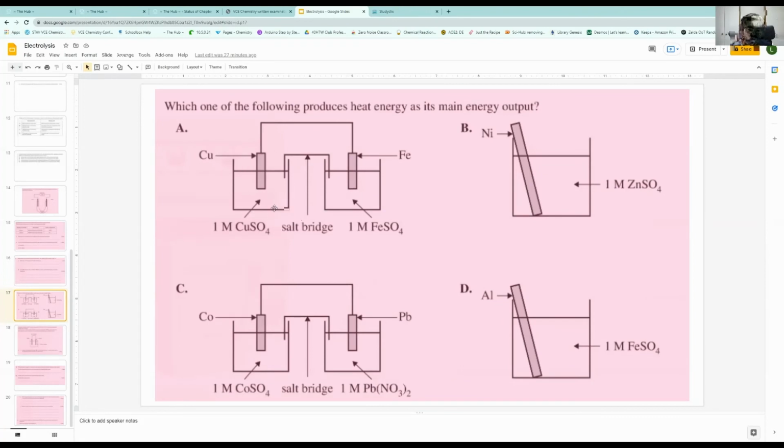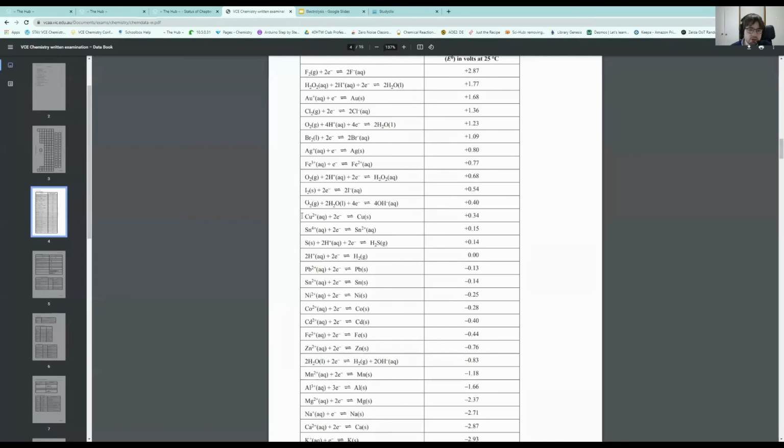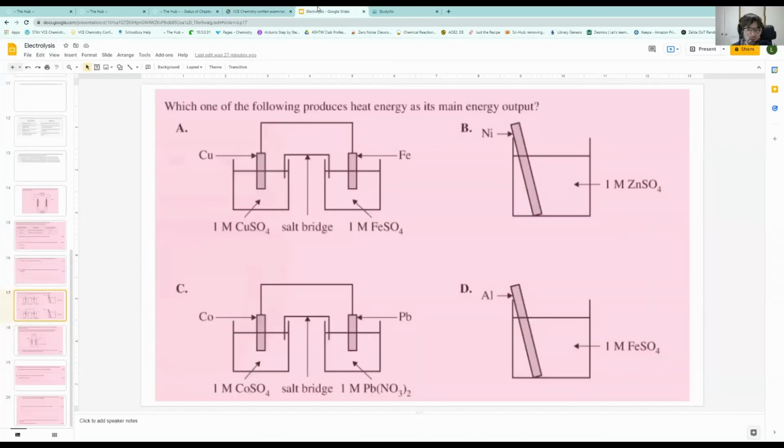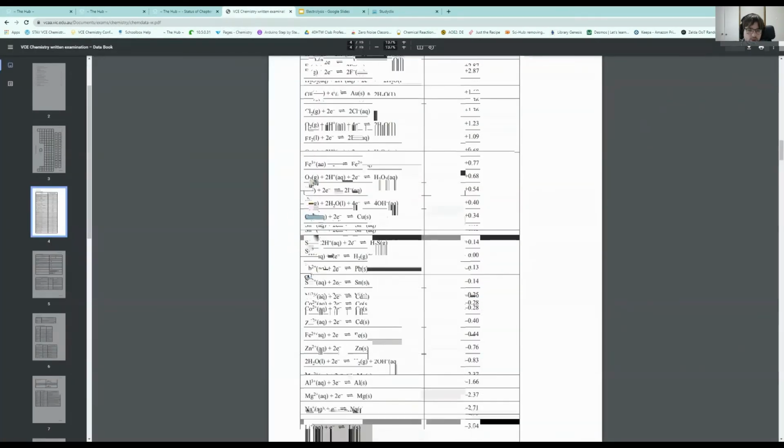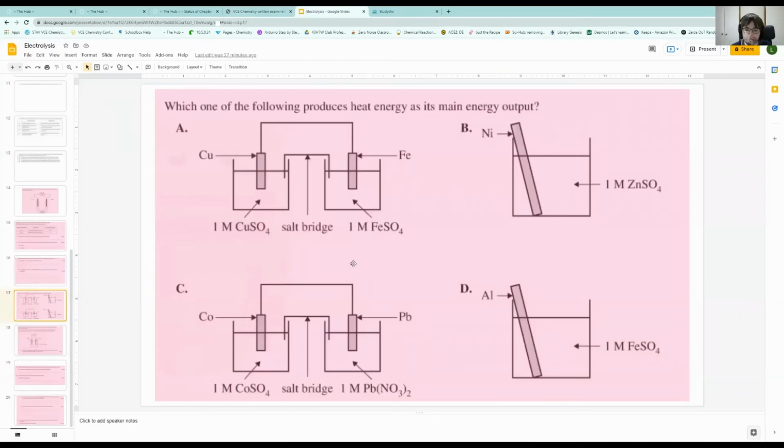If we look through all these in turn, we've got some copper and we've got some iron. I believe that's copper 2+ and iron 2+. So we've got copper here and we've got iron here. Okay, so that would be a galvanic cell and it would produce electrical energy. If you've got cobalt and lead, cobalt 2+, lead 2+, cobalt is here, lead is here. So the lead 2+ and the cobalt would react and it would release electrical energy because it's a galvanic cell again.